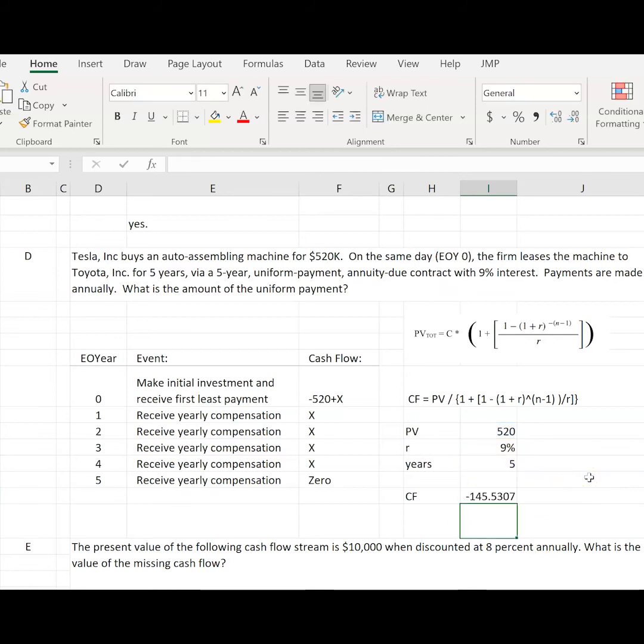We hit enter, and I got a negative number, so we know that's incorrect. Let's go figure out what I did wrong. All right, in the formula bar up here, I did not put it to the negative n minus 1, and that is a very important step. So when I correct that, we get the correct value here. So in exchange for leasing this $500,000 plus machine to Toyota, Toyota is going to pay Tesla every single year at the beginning of the year $120,000.